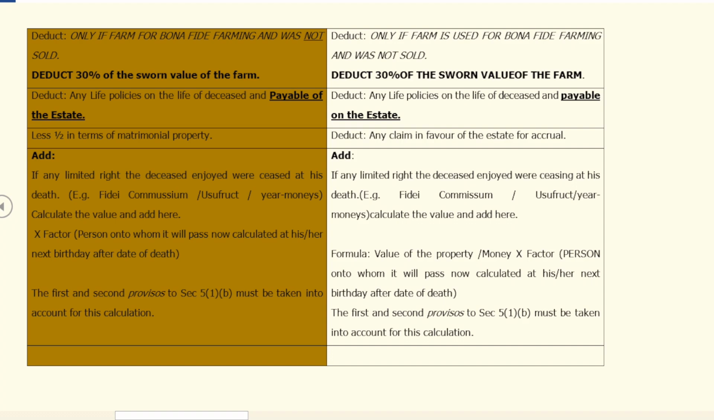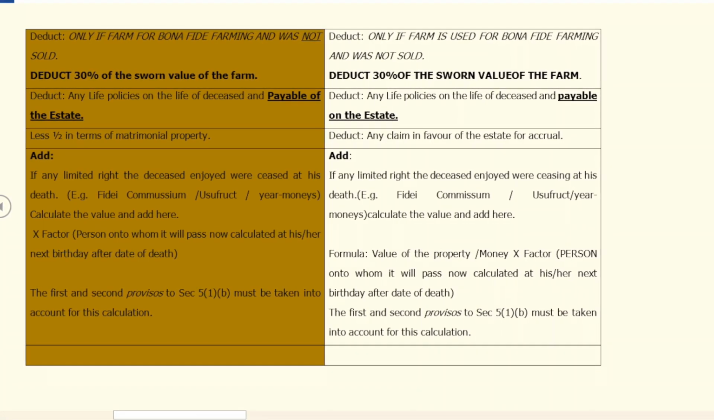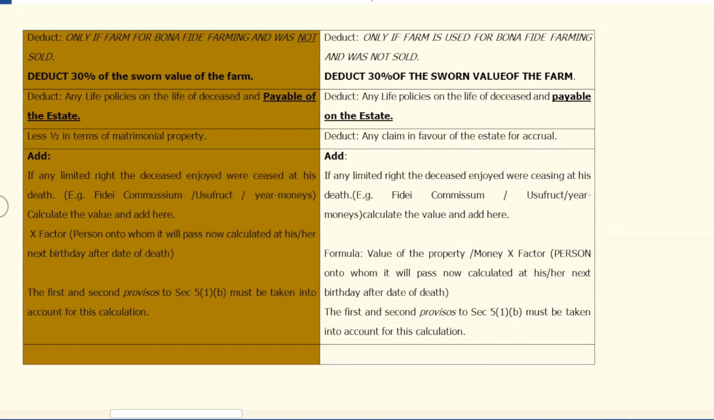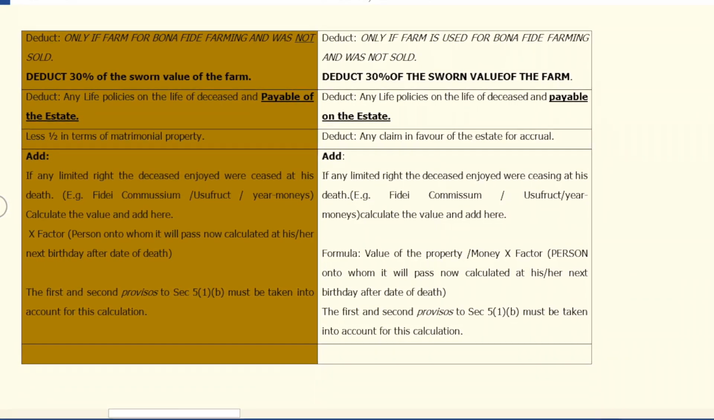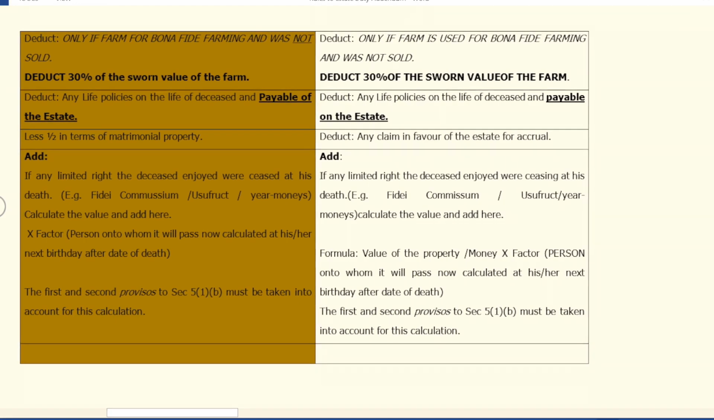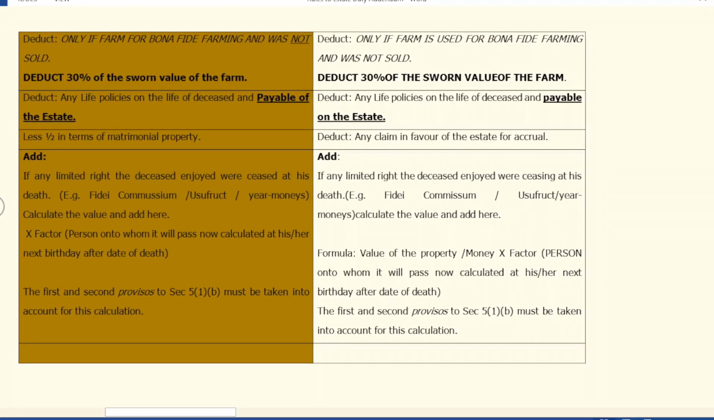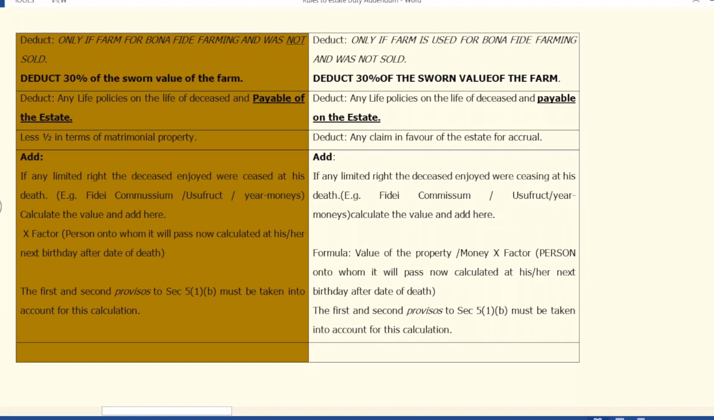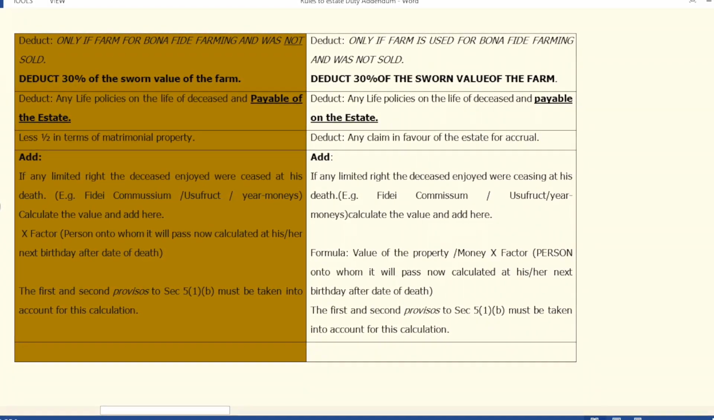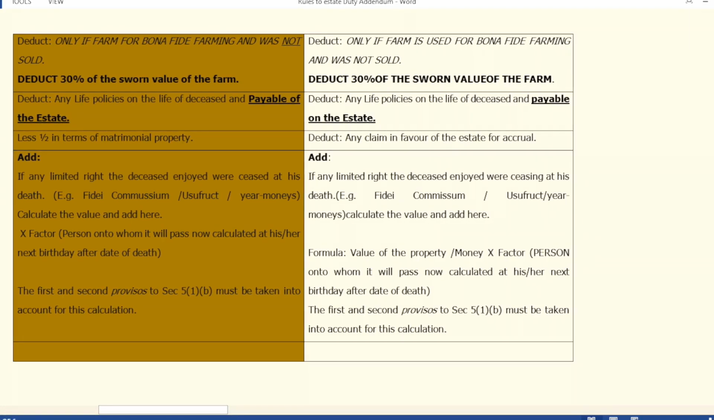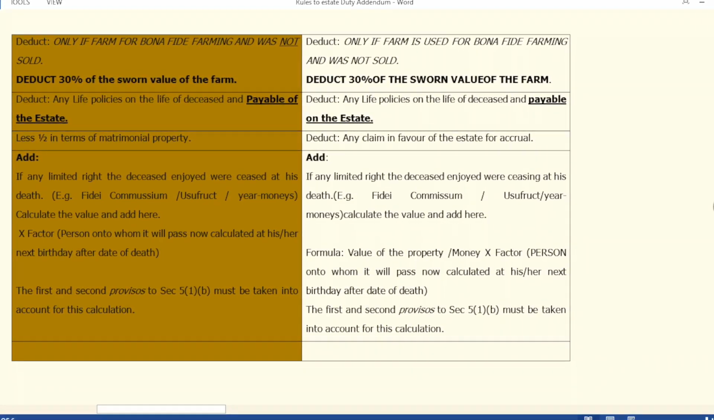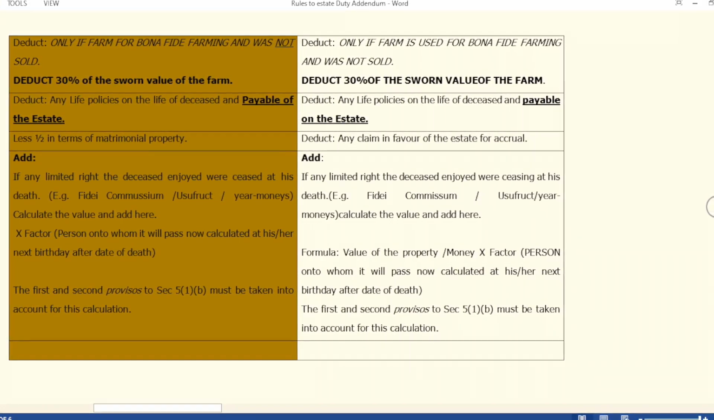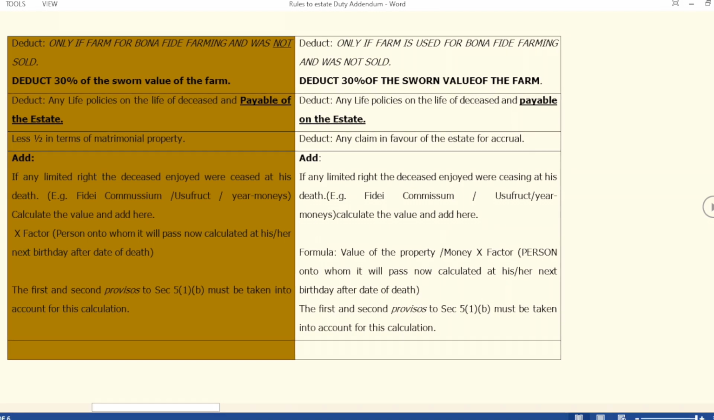Under column A, you will then deduct half in terms of the matrimonial property regime because it's married in community of property. And then on the other side, you will deduct any claim in favor of the estate for accrual. So any claim in favor of the estate, not against the estate, because a claim that is against the estate will be dealt with as a liability against the estate. But here you deduct any claim that is in favor of the estate.